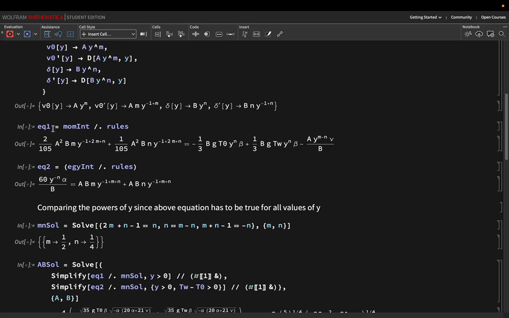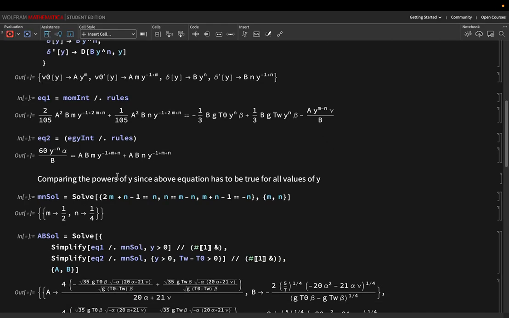So for example, if I substitute the profiles that I have shown, instead of V0 I will substitute A y power m, and instead of delta I will substitute B y power n into my momentum equation. So this is the equation that I will get. And what we will say is this equation has to be true for all values of y, which means the exponents should all be equal to each other. So basically, minus 1 plus 2m plus n should be equal to n. That's the first criterion. And then we have n should be equal to m minus n. That is the second criterion. Similarly, for the energy equation, we have minus n should be equal to m plus n minus 1. With all these criteria, I'll solve for m and n. I would get the values of m and n to be 1/2 and 1/4.